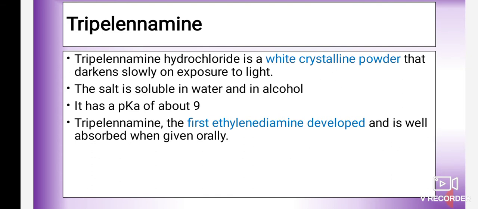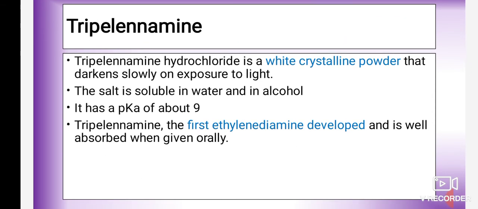Tripelennamine, the first ethylenediamine developed, is well absorbed when given orally. Of the different routes, the oral route is also preferred. This is the first drug which came into existence as an orally active antihistamine, well absorbed when given orally.